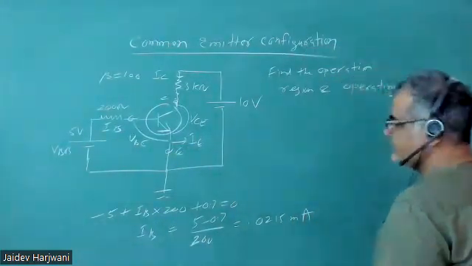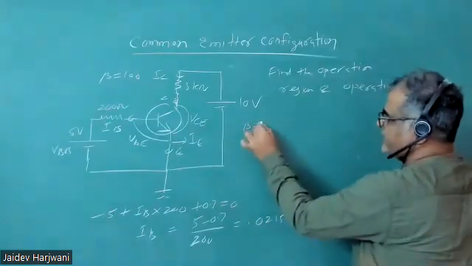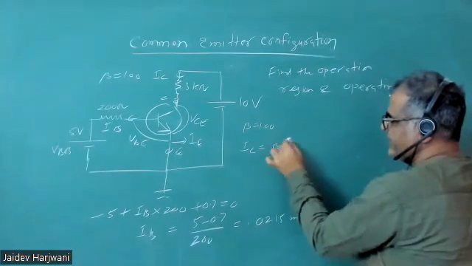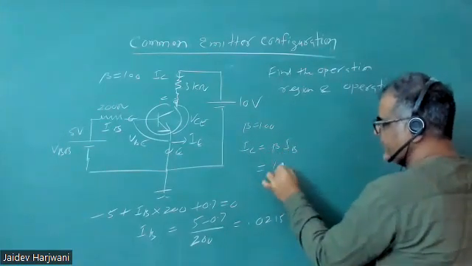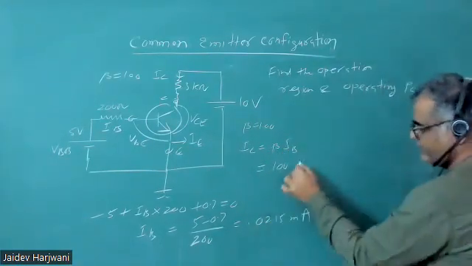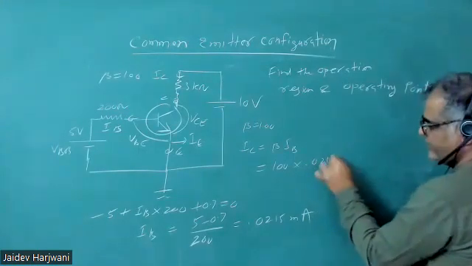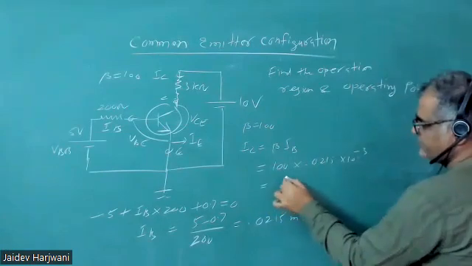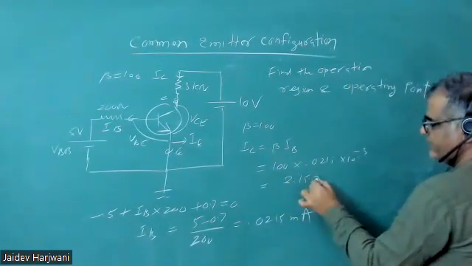Now beta is given in the question, so beta is 100. So your IC will automatically be beta times IB. It is 100 into 0.0215 milliampere, and if I solve this one, this will give you 2.15 milliampere.